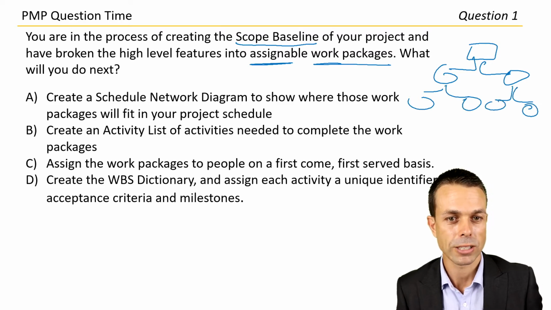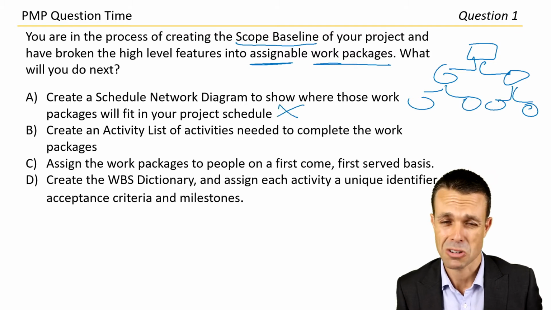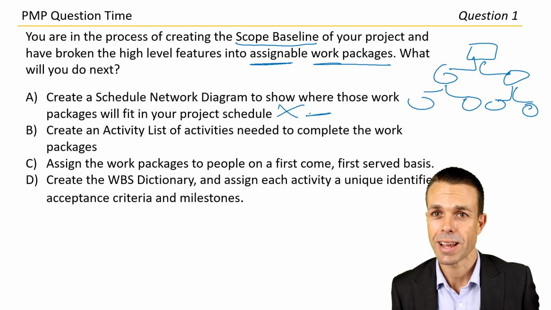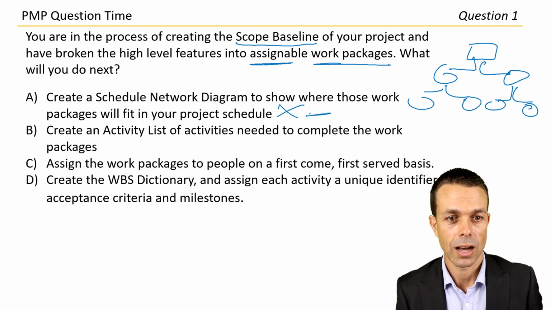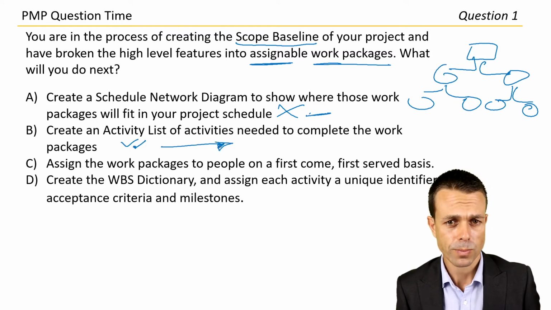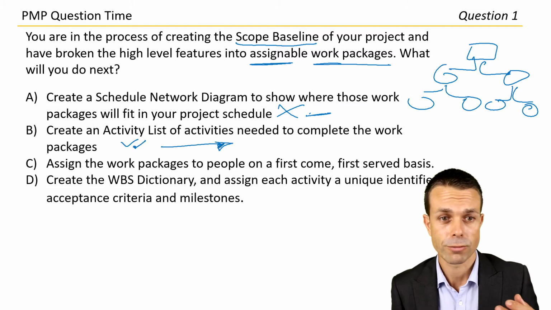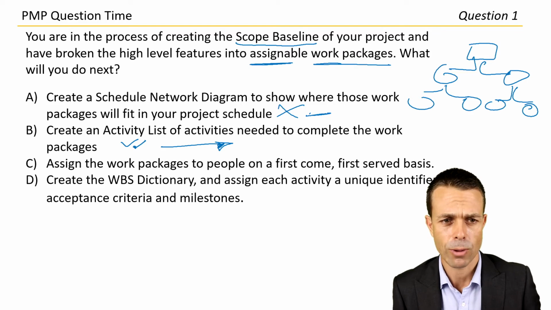So are we creating a schedule network diagram? No, that's definitely further down the track. I probably wouldn't go there yet. Create an activity list of activities needed to complete the work packages. Possible. We could go there. We could start looking at that. That's into schedule. We're looking into schedule next, which does come after the scope, so work breakdown structure. Let's leave that one for now.